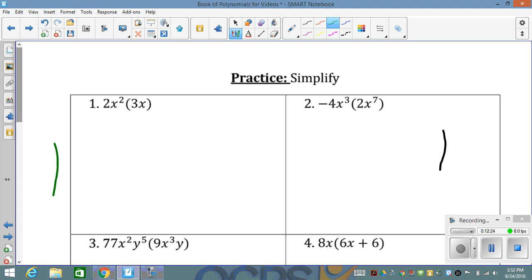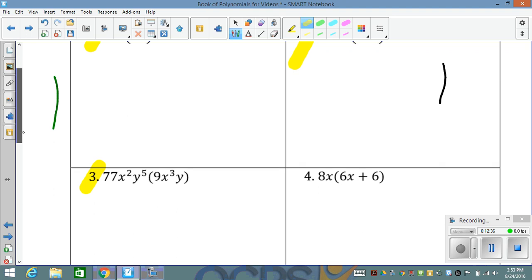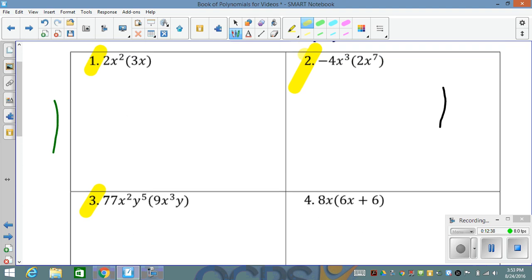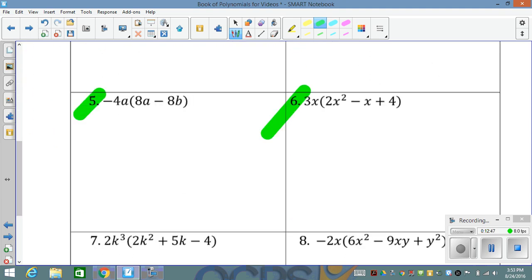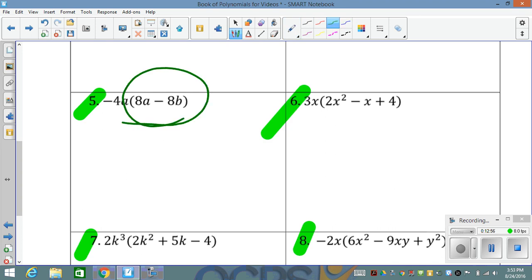So 1, 2, 3, 4, 5, 6, 7, and 8. Again, let me point out, when you're looking at these, 1, 2, and 3 are monomial times monomial. So you'll multiply your coefficients, then for each variable, you will add the exponents. 4, 5, 6, 7, and 8 are the distributive property. I know that because there is more than one term here. Okay? So good luck with that. We will check them in class. Be careful. Pay attention to your details.